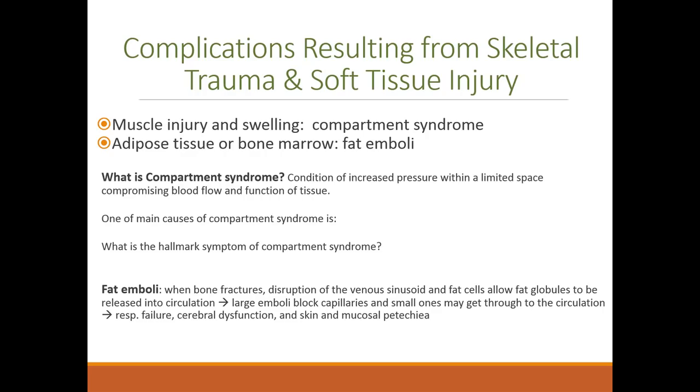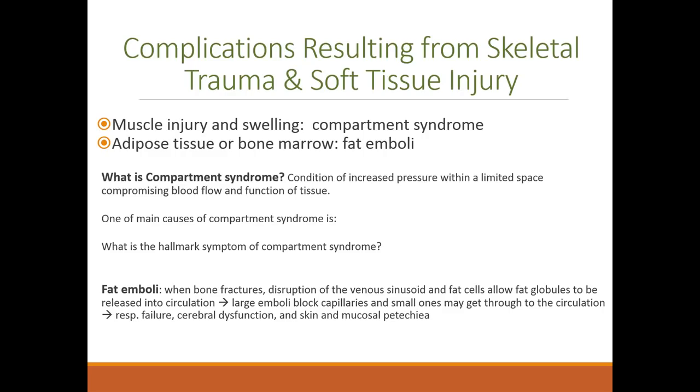Now, we look at something called fat emboli syndrome as a complication. What I want you to really get from this, and your book does talk about different types of fat emboli, is that it's very common that when we break or fracture a bone, there is a disruption of the venous sinusoids and the fat cells that allow fat globules to be released in the circulation. And so the large emboli block the capillaries, and small ones just get through to the circulation.